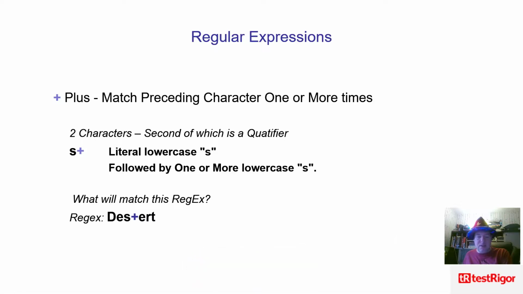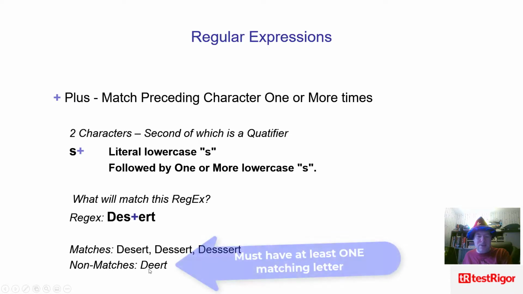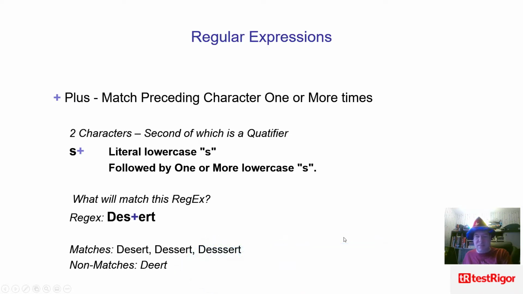Okay, let's take a look. Our matches are desert, D-E-S-E-R-T, that's great. Dessert, there you go. And if you speak Parseltongue, like snakes in Harry Potter, like a wizard I do, you're going to get desssert, which is what snakes eat, I suppose. What won't it match? If there's no S in there, like D-E-E-R-T, it's not going to find that.